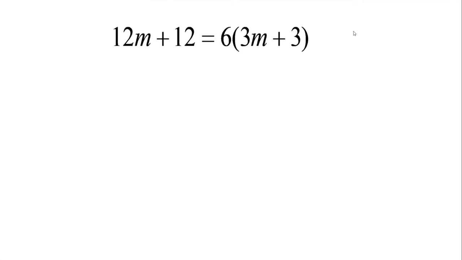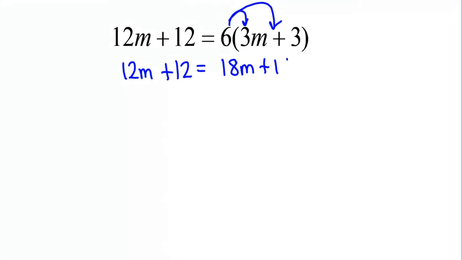So let's take a look at an example here. 12m plus 12 equals 6 times 3m plus 3. So we've got a lot of things going on here. We've got parentheses and we've got variables on both sides. So the first thing we're going to do is try to simplify this right-hand side of the equation by getting rid of the parentheses. And I'm going to use the distributive property to do that. So the left-hand side is going to remain unchanged. That's 12m plus 12, and that's going to equal 18m plus 18.